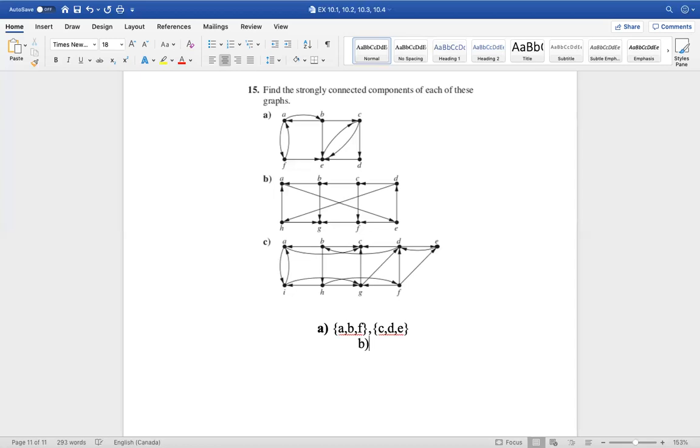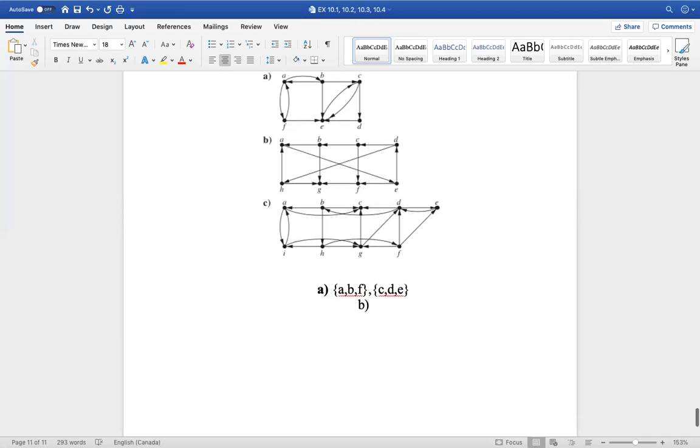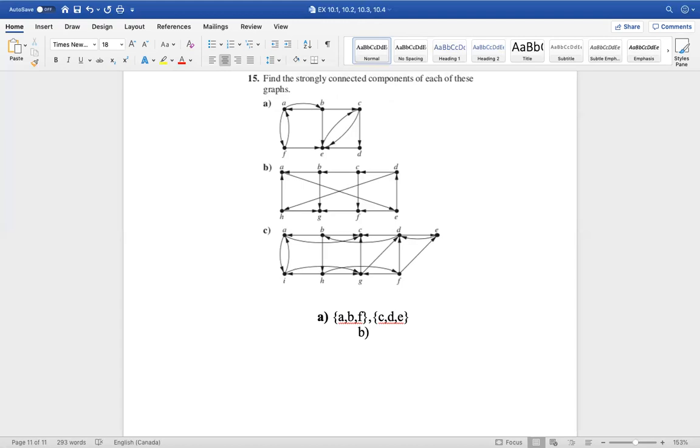Or let's take another example. Part B. For part B, we have a couple of them. If we take this node F, we can traverse from this node F to every other vertex. So therefore, this vertex by itself is a strongly connected component.